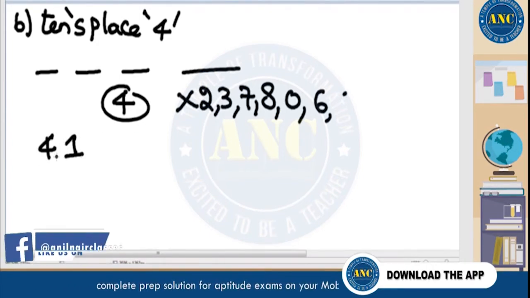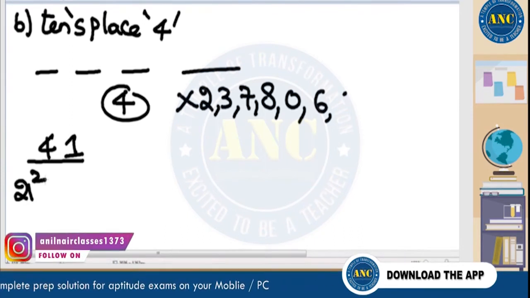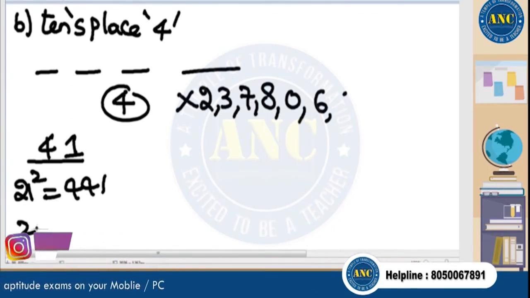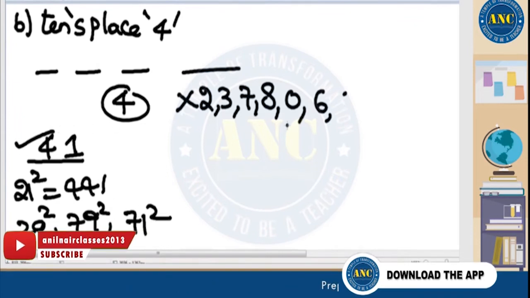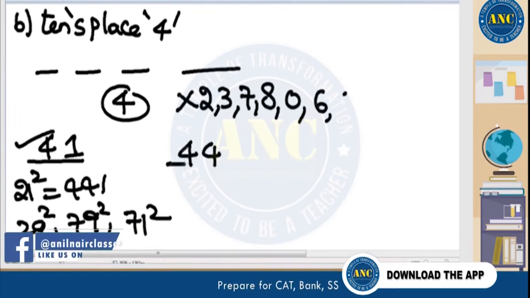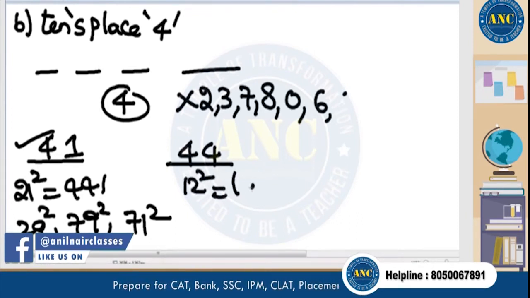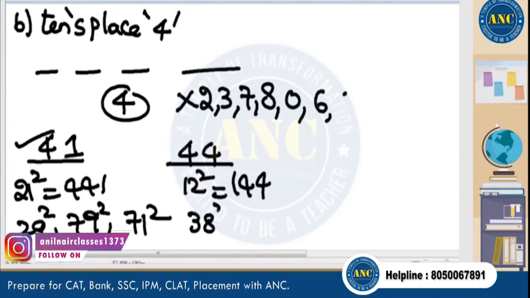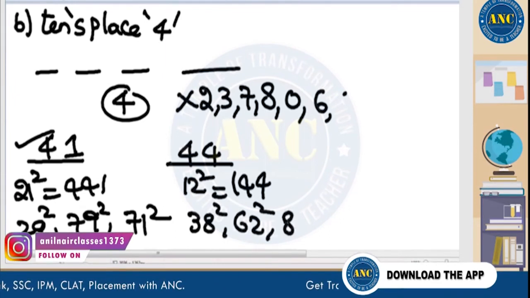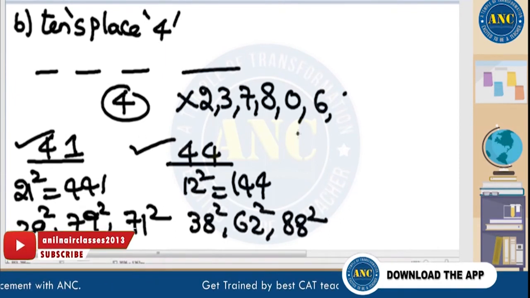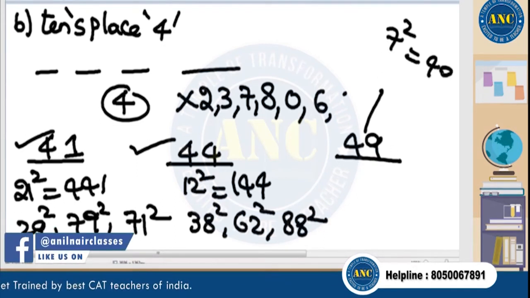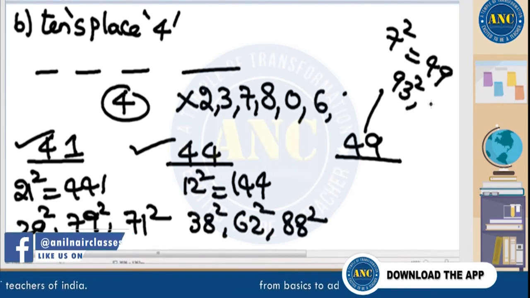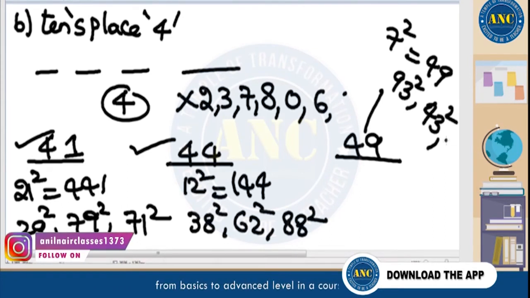Perfect square ending with 1, tens place can be an even. 21 square is 441. Next numbers, 50 minus 21, 100 minus 21, 50 plus 21. First case. Next, if it is 4, 4 also it can end. Already we discussed. 12 square is 144. 50 minus 12, 50 plus 12, 100 minus 12. 4 also is possible. 9 also is possible. 49. 7 square 49. 100 minus 7. 50 minus 7. 50 plus 7.